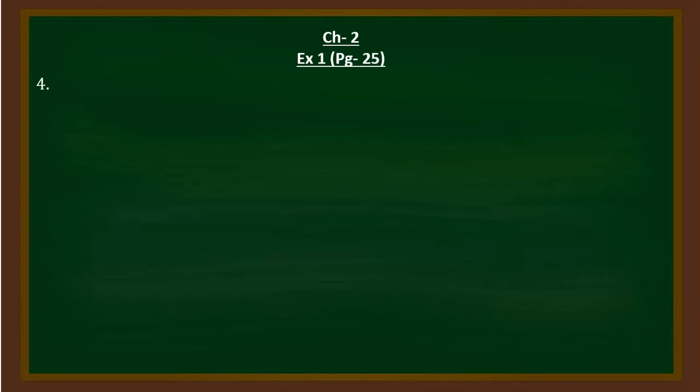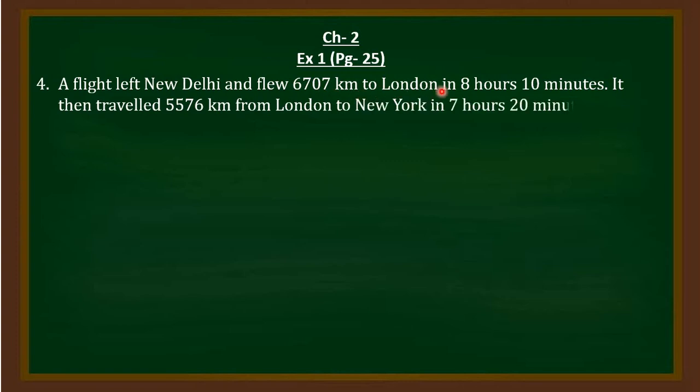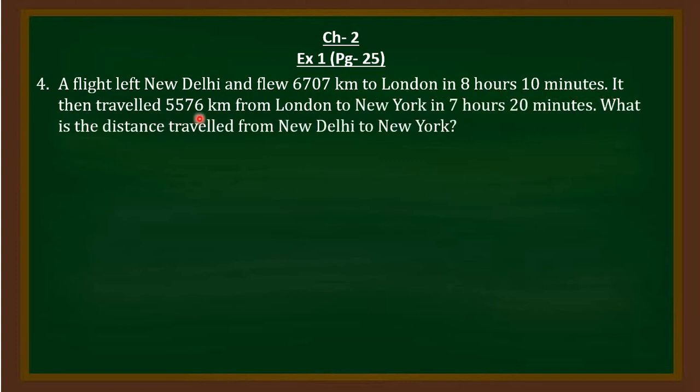Kids, let's now do question 4 of exercise 1, which is on page number 25. It says, a flight left New Delhi and flew 6,707 kilometers to London in 8 hours 10 minutes. It then travelled 5,576 kilometers from London to New York in 7 hours 20 minutes. What is the distance travelled from New Delhi to New York?